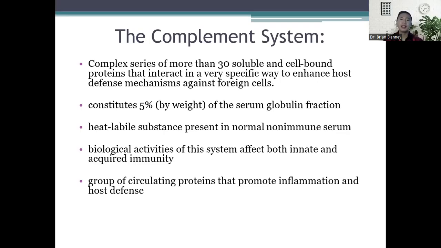So the complement system is comprised of circulating proteins. How many circulating proteins and what are these subsets again? Correct. We have more than 30 complement proteins. What are the subsets? Soluble and cell-bound complement proteins that promote inflammation and host defense.